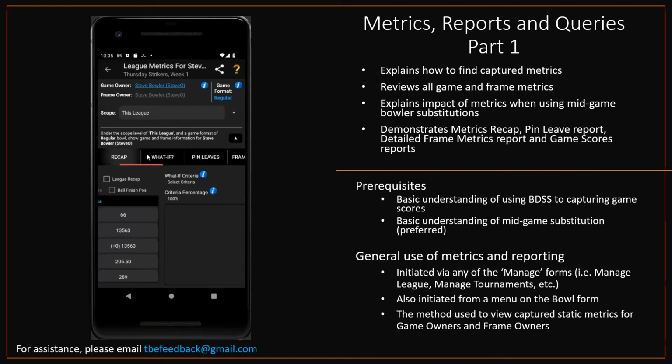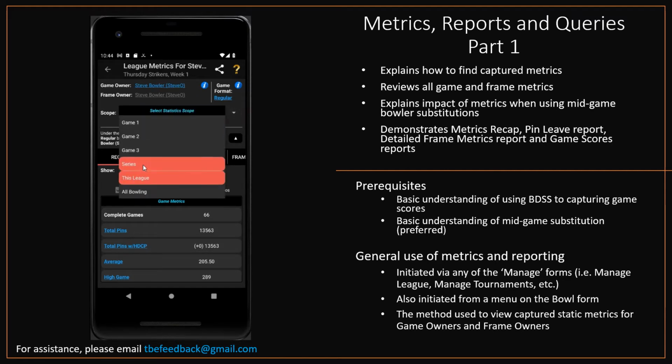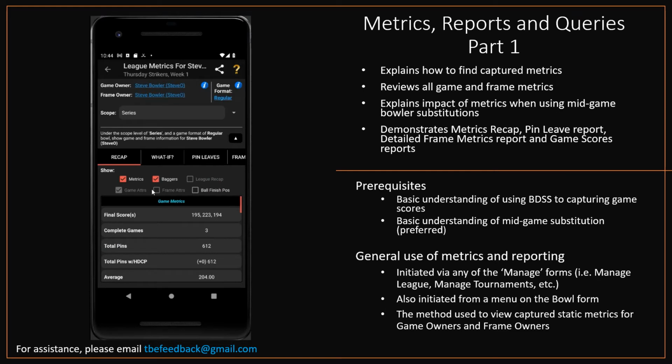Go back to Recap. So the Recap tab. Let's start with the series scope. Recap is the primary report you will use to view the most common captured metrics. There are several checkboxes to select from which influence which metrics are displayed. The metrics checkbox is available to select regardless of scope chosen and shows game and frame level metrics. So let's start by just selecting it.